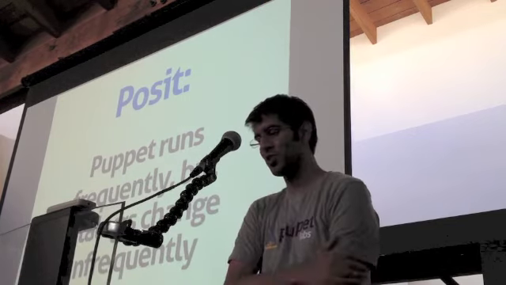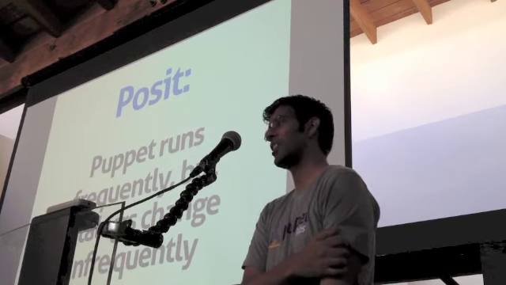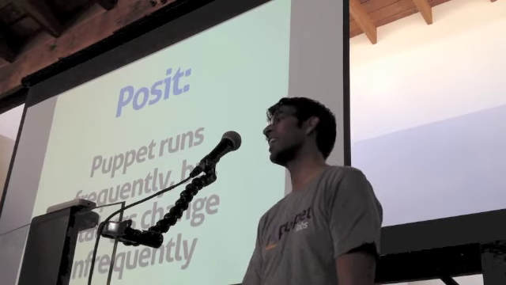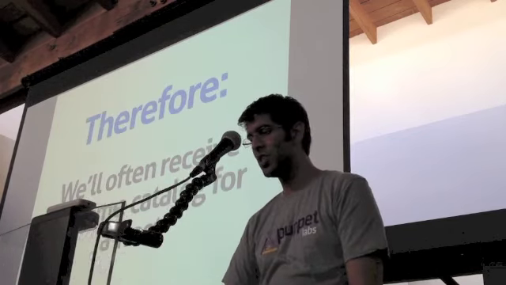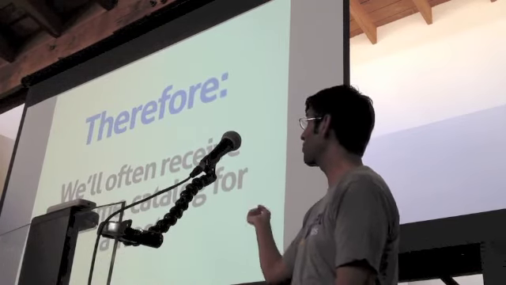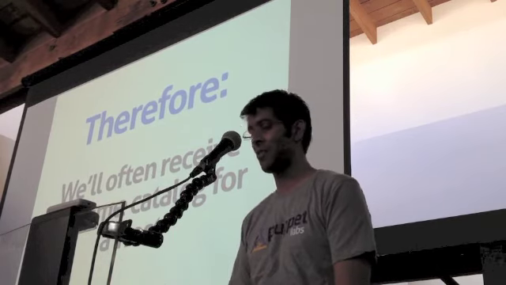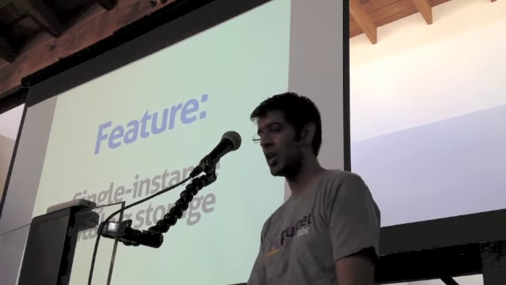Even Nigel Kirsten, who was working at Google running all of their Mac operations, that was all managed through Puppet. And in talking with him, he was like, yeah, we would push out like 5 changes a day to everything, to like tens of thousands of machines, right? So it's not a huge deal. Therefore, we will overwhelmingly often receive the exact same catalog for the same host every time that it runs, which leads to a feature of single instancing catalog storage.